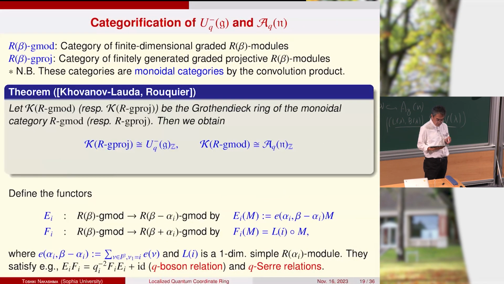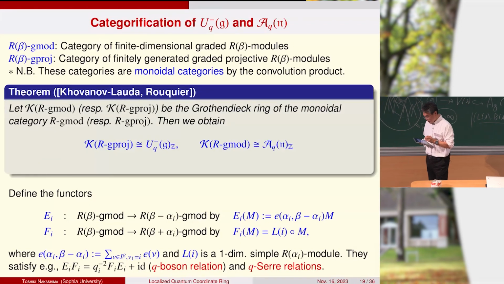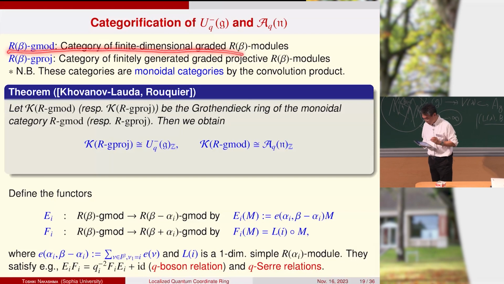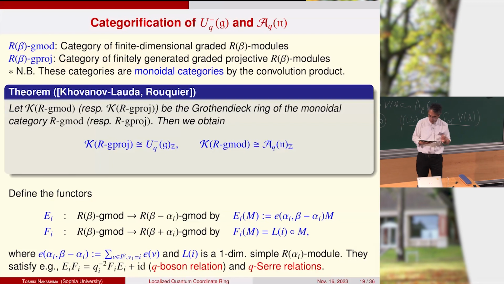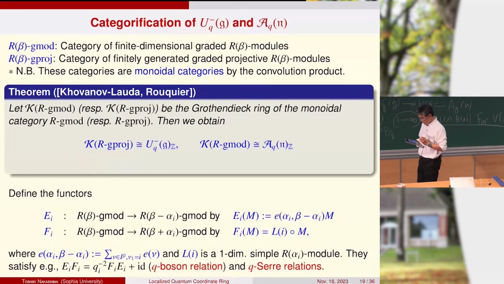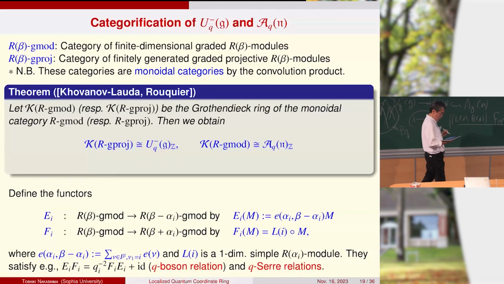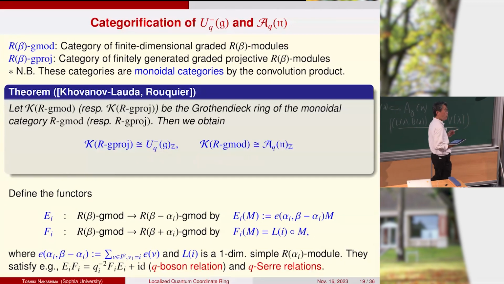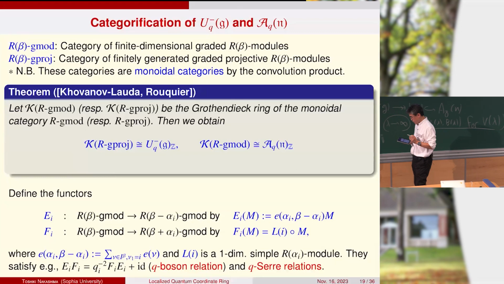And the important results by Khovanov, Lauda, and Rouquier is we consider the category of finite-dimensional graded modules and the category of finitely generated graded projective modules. Then they show that the Grothendieck ring of R-gproj is isomorphic to U_q^-, and the Grothendieck ring of R-gmod is isomorphic to A_q(n). Okay, this is the important result.